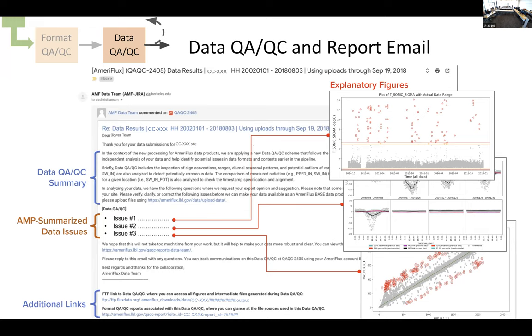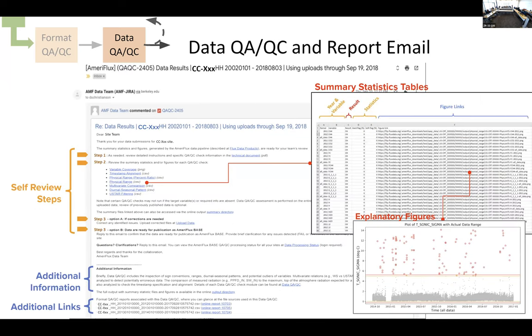Once the QAQC review is over, typically you'll receive an email sometime in the process. This is one example, if you haven't seen any email like this before. In a typical email, I'll try to summarize the potential issues of your data so you can take action and deal with that. If you on the site participate in the self-review process, this is a slightly different email you'll see. I won't go into detail. You won't see a summarized issue of your site.